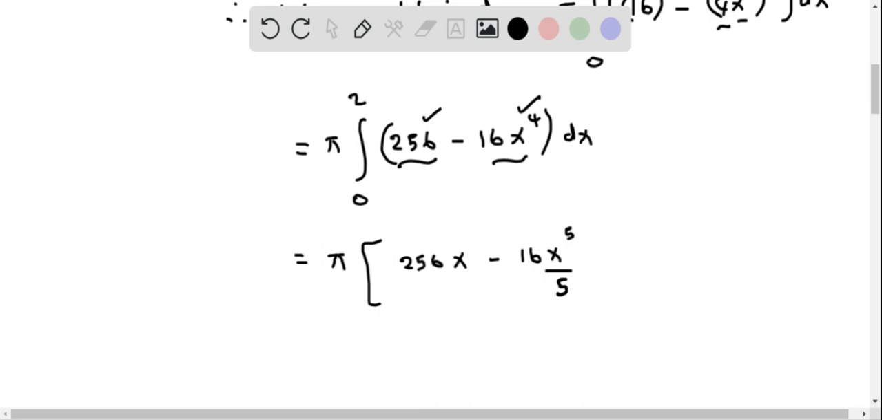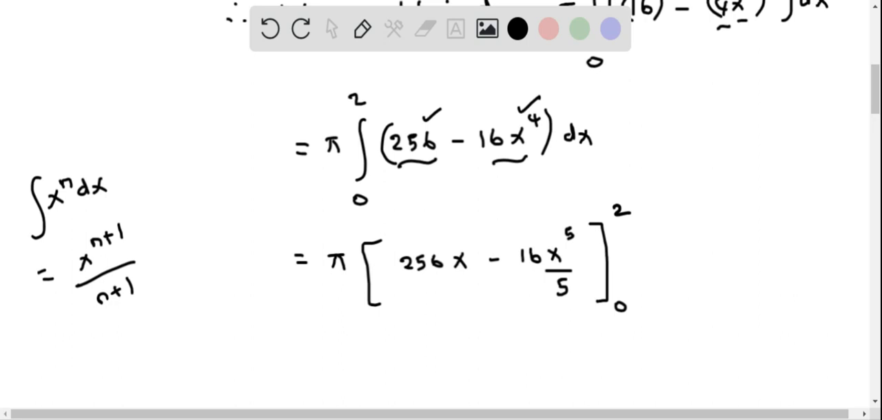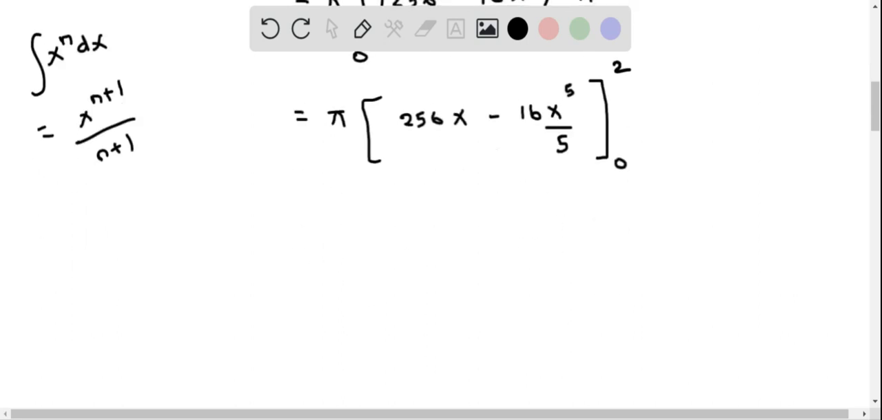We add the power 1 to the 4 and divide by the same number. This is according to the integration law. That is, the power rule of integration says the integral of x raised to the power of n is x raised to the power of n plus 1 divided by n plus 1. So we apply this formula to integrate x to the power 4. And then this must be evaluated between the limits 0 to 2. Now let's substitute the upper limit.